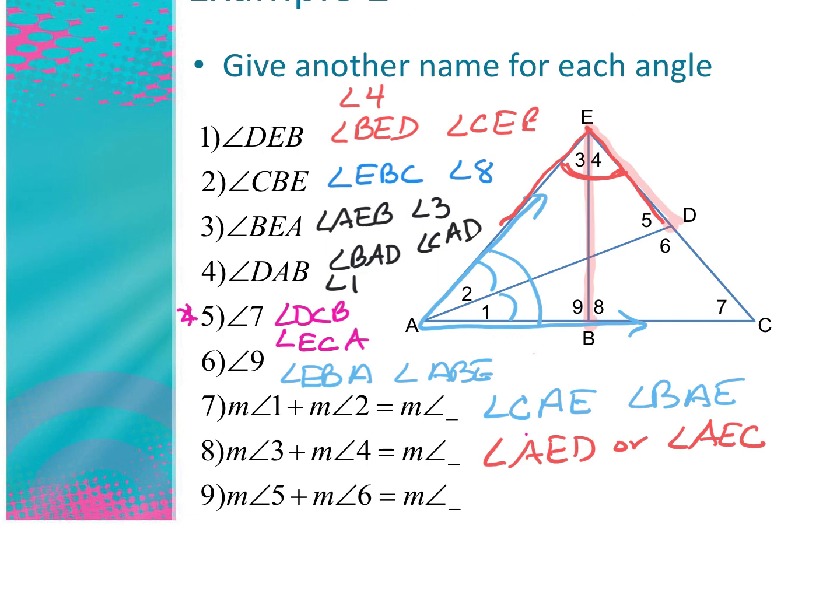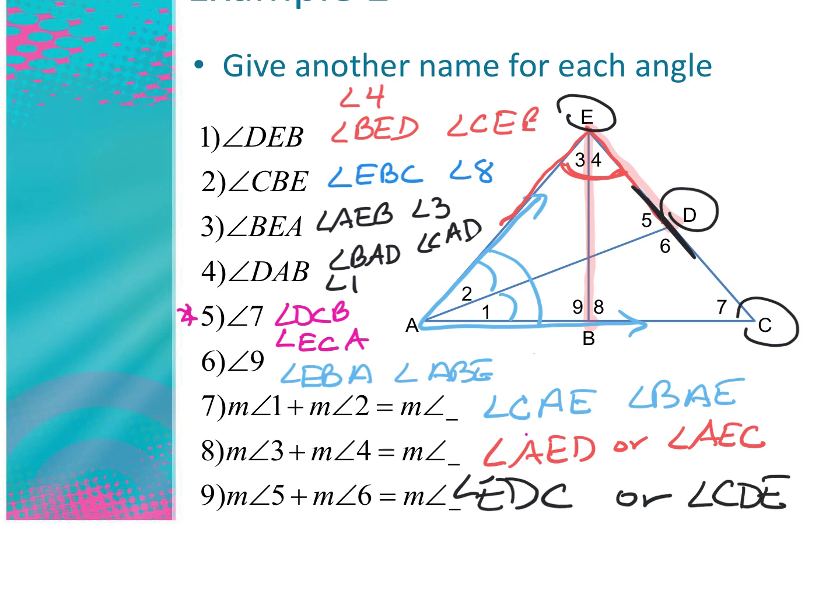So 5 and 6 are over here, straight line, straight angle. So together, it's going to form EDC, or I could reverse it and say angle CDE. Okay, this is a straight angle, and then tomorrow we're going to learn that when you have a straight angle and it's divided into 2 angles, they're called supplementary angles.